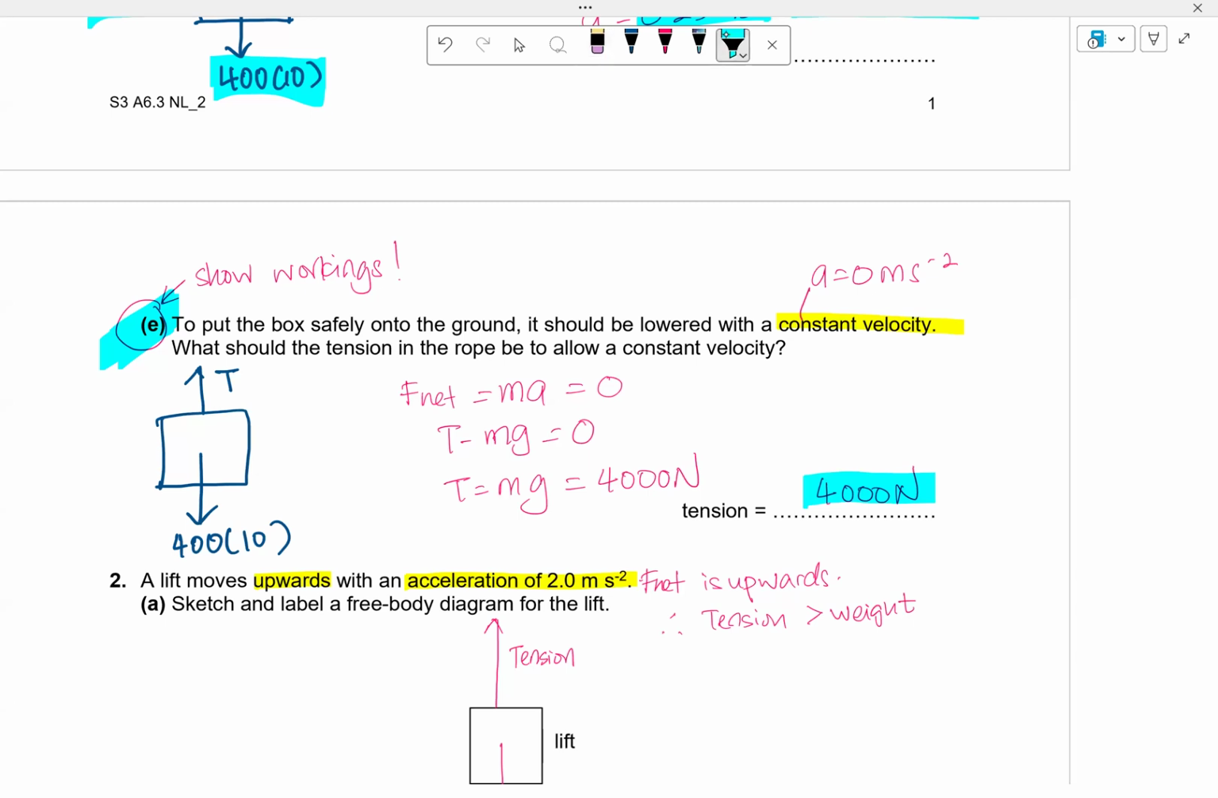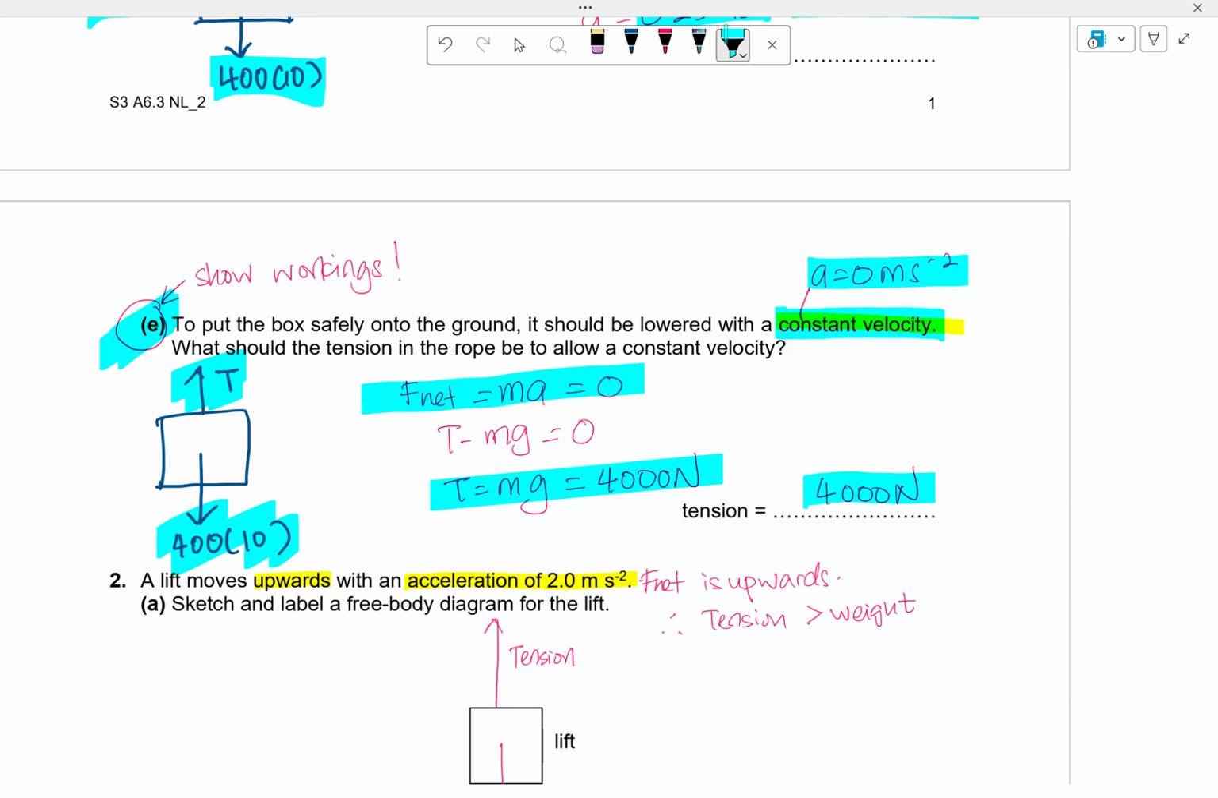Read the question. It says, the box is lowered with a constant velocity. Constant velocity means acceleration equals 0. That means the forces on the box are balanced, right? So T must be balanced by the weight. So minimally, you need to write this statement, okay? F net equals ma, which equals 0. So this is the reason why T is numerically equal to weight, which equals 4,000.